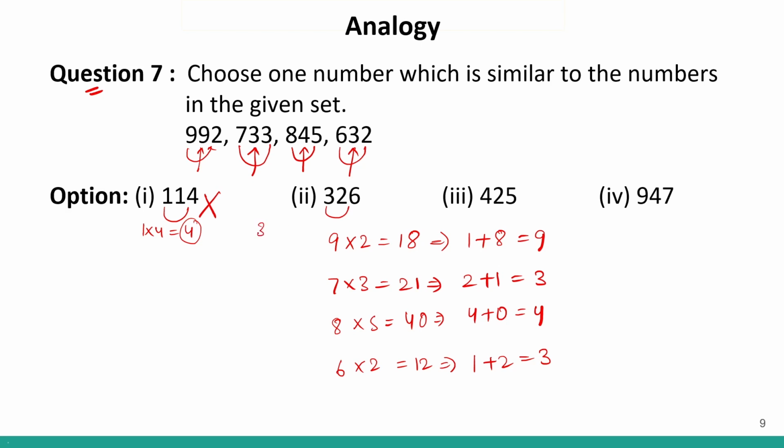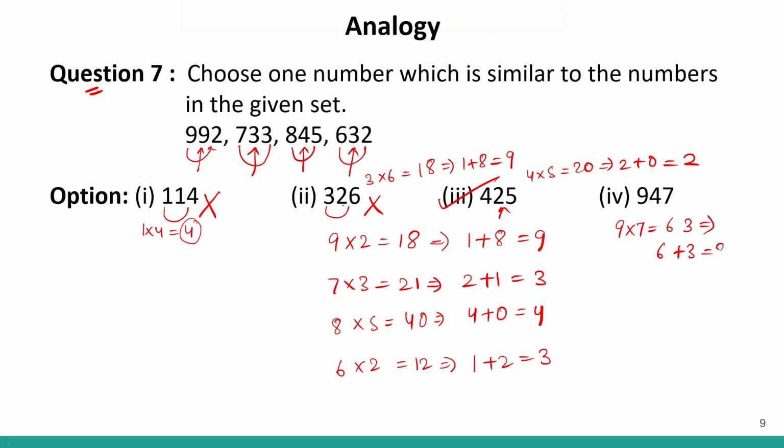326. So 3, let me write it over here. 3 into 6 will give me 18 and 1 plus 8 should give me 9. So this does not follow the same logic. 425. So 4 into 5 will give me 20 and 2 plus 0 should give me 2, which is given over here. So this one follows the logic. Let us check for the fourth also. So 9 into 7 will be giving me 63 and 6 plus 3 should give me 9, not 4. So this one also does not follow the logic. Only option number 3 follows the logic, which is the correct answer to this question.